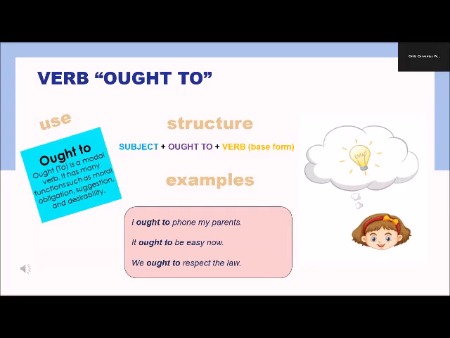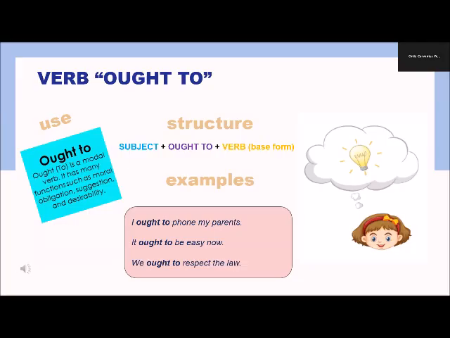Ought to is a semi-modal verb because it's in some ways like a modal verb and in some ways like a main verb. For example, unlike modal verbs, it is followed by to. But like modal verbs, it doesn't change form for person. See its structure and these examples. Structure: subject plus ought to plus verb, base form.